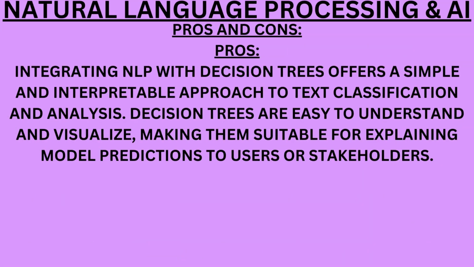Pros and cons. Pros. Integrating natural language processing with decision trees offers a simple and interpretable approach to text classification and analysis. Decision trees are easy to understand and visualize, making them suitable for explaining model predictions to users or stakeholders.